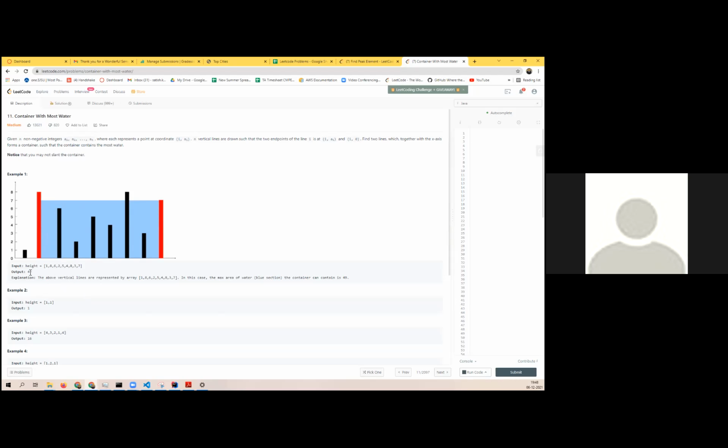Let's go through the answer. Here they said the answer is 49. How it is 49: in this case, they have considered these two lines, with height 8 and height 7. So the height of the water will be 7, and the width will be 1, 2, 3, 4, 5, 6, 7. So 7 times 7, which is 49. This is the maximum water that we can store, with volume 49. This is just one example.